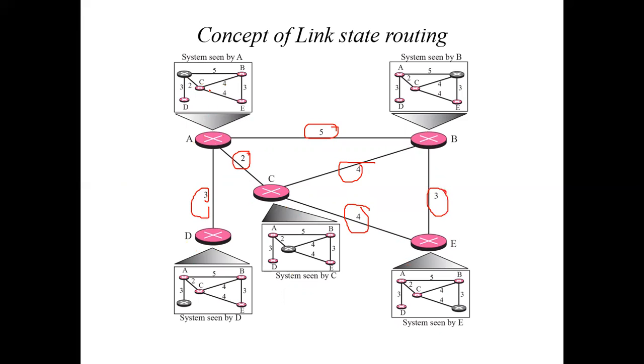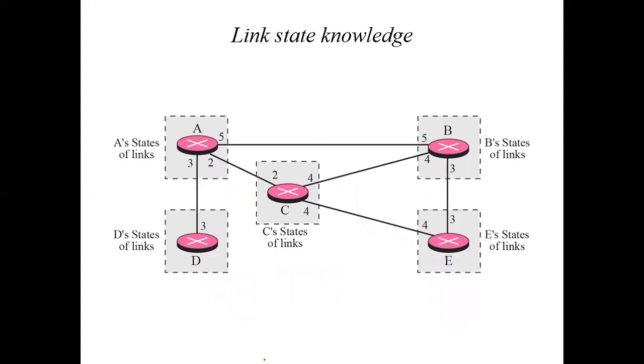What A will know is the system as seen by A, and similarly the system as seen by B, and like this we have the values. A will store only the values next to it, as its link state. C has a connectivity point with A as well as B and E, so totally 2, 4, 4, and these values are updated. Similarly, D has a link state only with A, so those details will be updated.